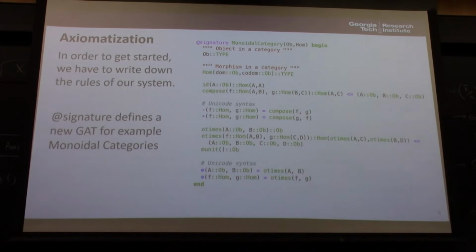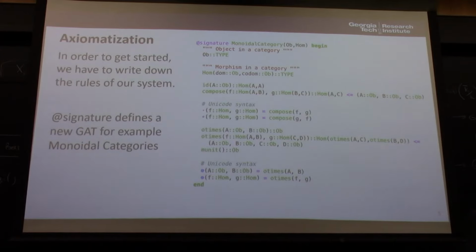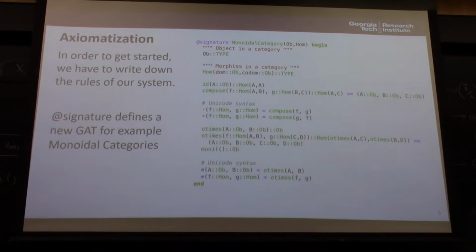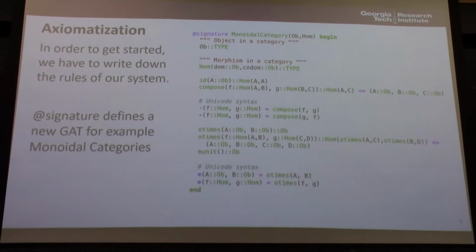Cool. So I said I have stuff implemented in software, and this is an example of how this software works. You define a signature for monoidal categories that describes the things you can do in a monoidal category. So for example, there are objects and HOMs. HOMs have a domain and a codomain, which are objects. So there are relationships between the objects.